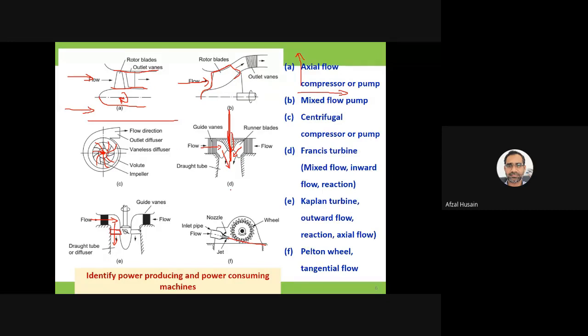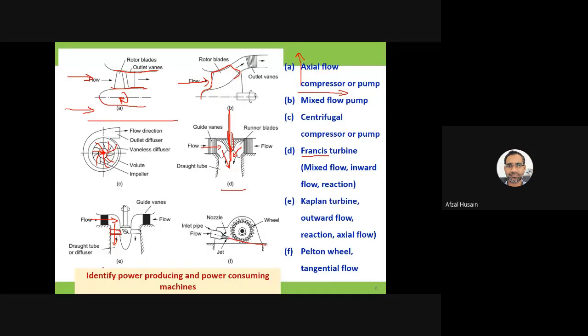Now come to the D part. In the D part, the fluid is entering and striking the blade axially, but leaving the blade is not axial. As you can see here, it is neither axial nor radial. So it's a mix of the two directions. So we call it a mixed flow machine. This kind of machine was basically developed by a scientist whose name was Francis. So this turbine is named after him. We call it the Francis turbine.